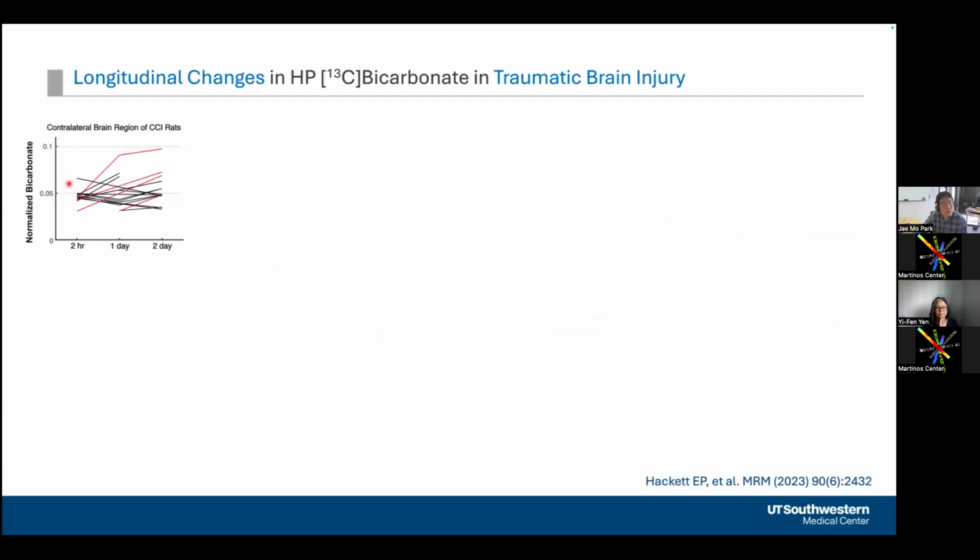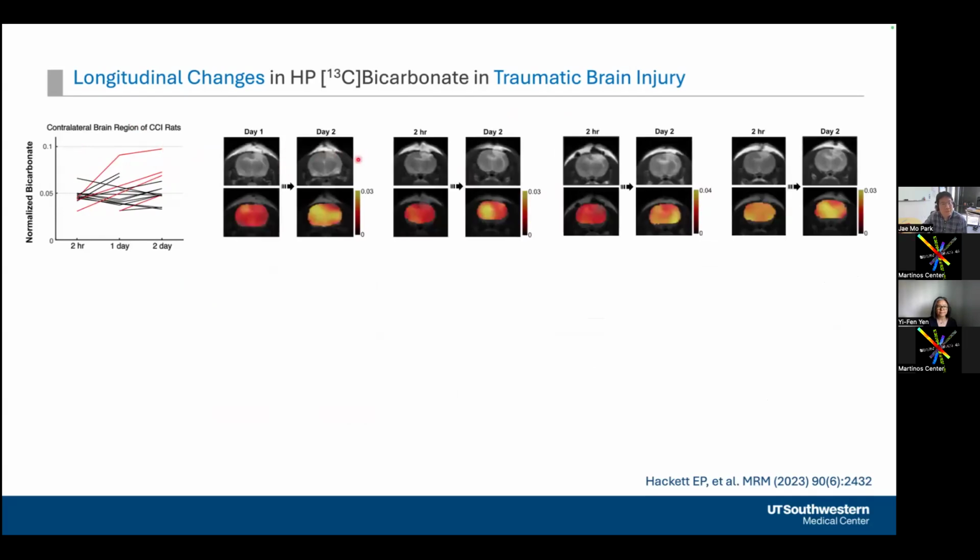We also noticed that some of the rats kept showing increasing bicarbonate signal in the normal side of the brain. It was not very consistent, but some of them were pretty obvious. So these are the four rats that we compared. This is the bicarbonate image at day 1, and this is day 2. This is normalized to the total carbon signal. And as you can see, much more bicarbonate was produced in the normal side of the brain. This one is also showing the normal side, and this one too. These are the 4 rats with the highest bicarbonate change in the normal side of the brain.